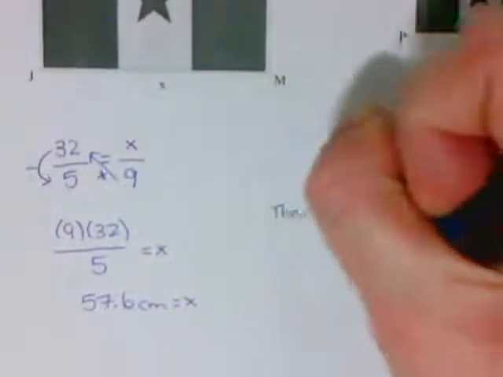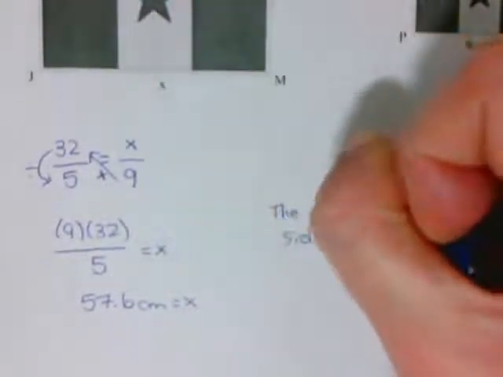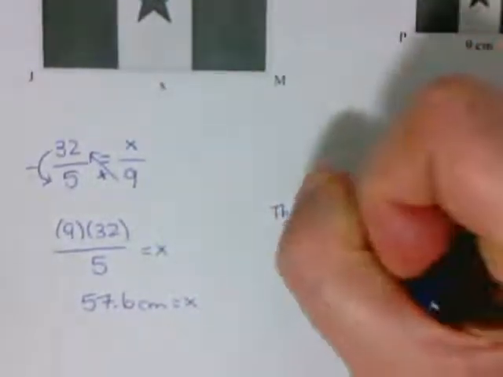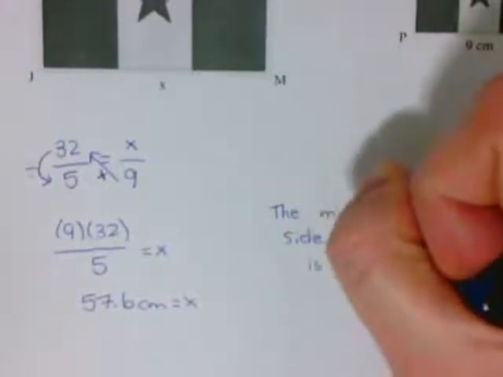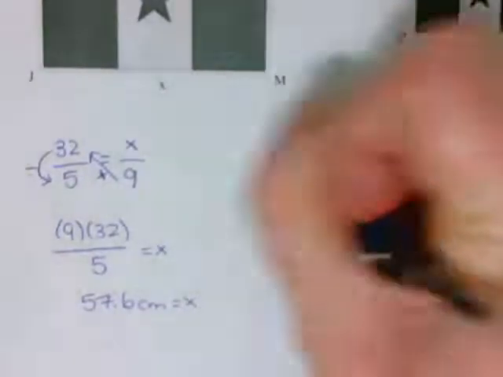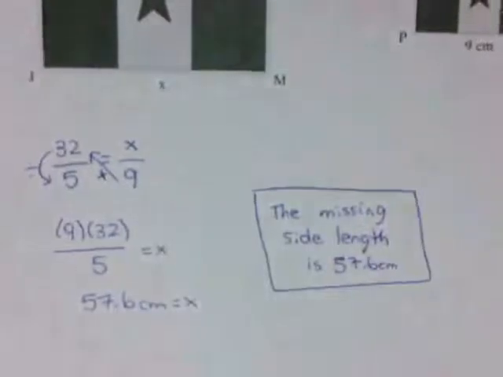length of something. And therefore you say the missing side length is 57.6 centimeters. And that, ladies and gentlemen, is how you do the entire lesson.